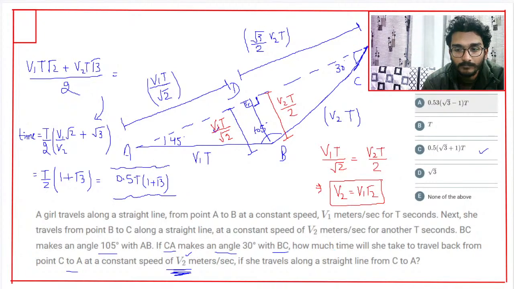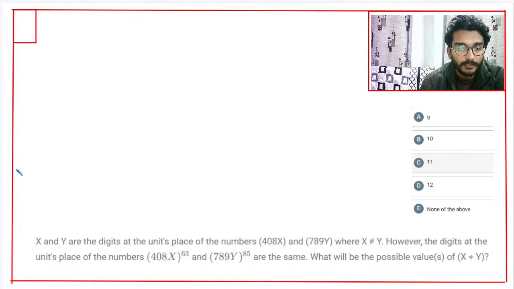Option number C. Is it clear? Yeah, all the questions based on geometry, mostly we have done. Are all of them clear? Moving to the next. Yeah, try this one.